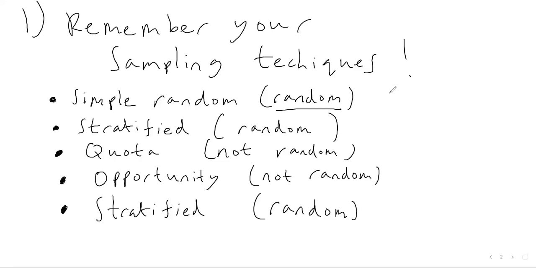Quota sampling, so this is not random. This is where you put everyone into groups, and then you take whoever you can out of each group. So it's not random. You split everyone into groups, and then you keep going until you've got your quota, which is the maximum number of people you need in your sample.